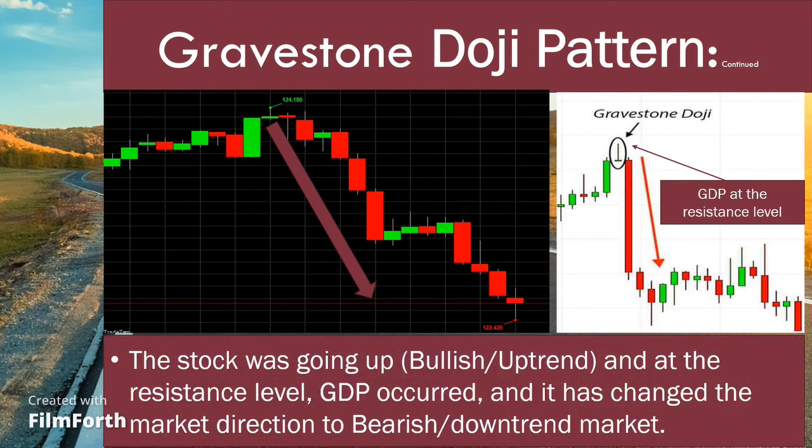The stock was going up. It was a bullish or an uptrend market, and at the resistance level, a Gravestone Doji pattern occurred, and it has changed the market direction to a bearish or a downtrend market. So it's very clear, if you have the Gravestone Doji appear on the top of the trend where there is no more movement going up, then it means that the market direction might change. Please take this into consideration when you are doing a short position or when you want to keep your long position. So that is a place where you can sell.